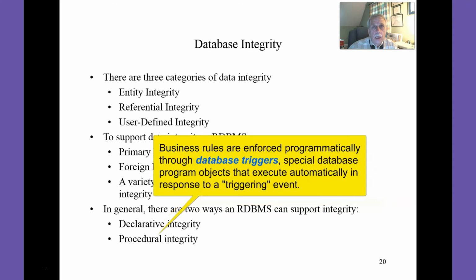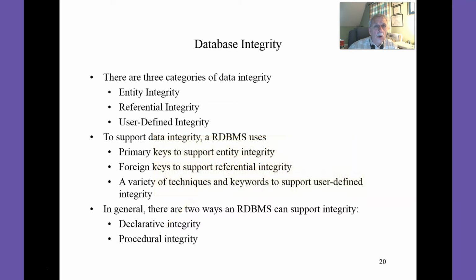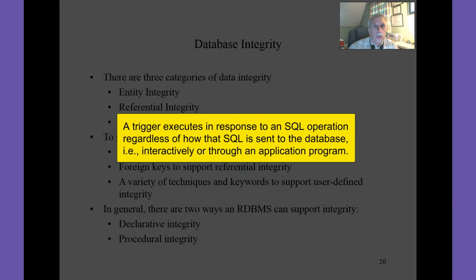With procedural integrity, it's a programmatic type of implementation of integrity, typically implemented through what is called a database trigger. A trigger is a special kind of stored procedure that is associated with a table and also with activity against the table, so that when an operation is performed against the table, such as an insert or an update or a delete, this automatically causes the trigger to execute. The trigger is said to fire in response to the event.